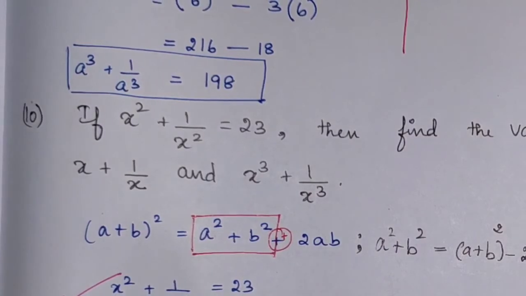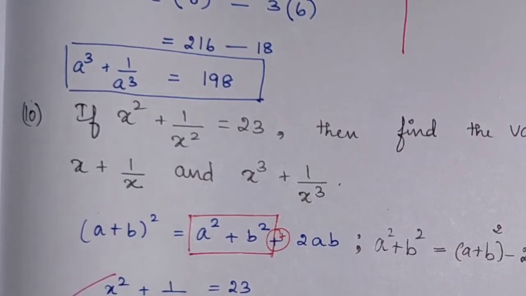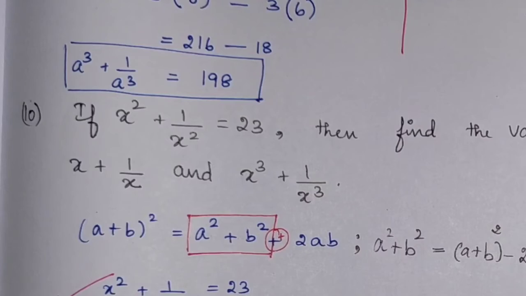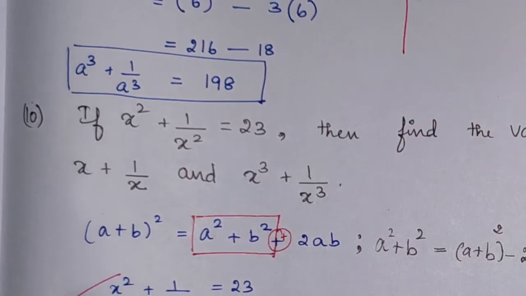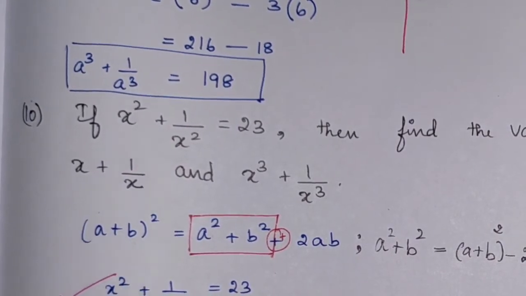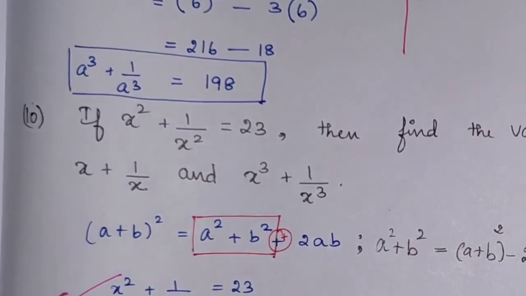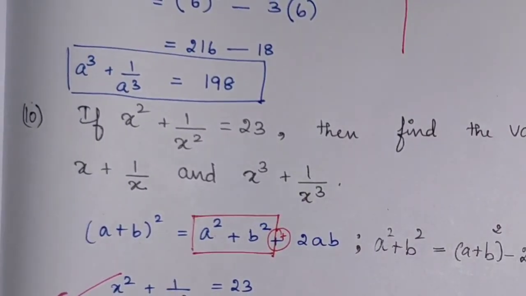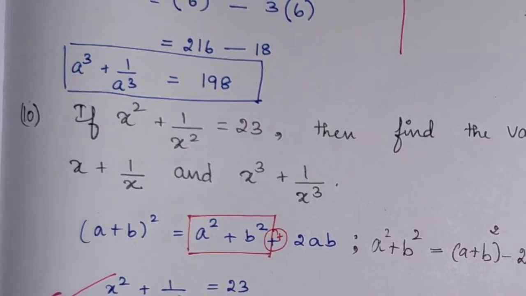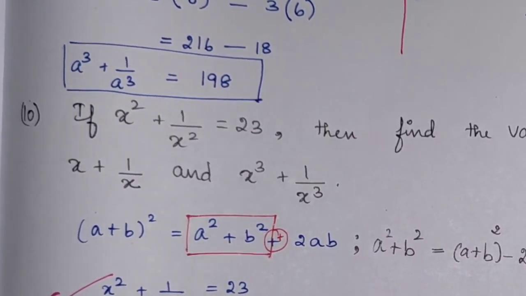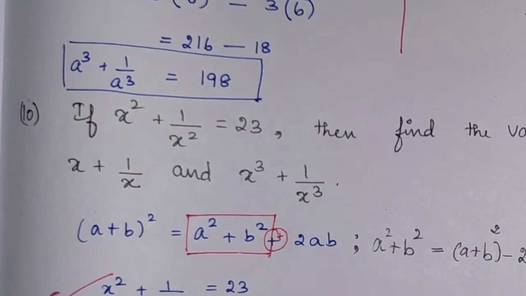So minus 2 into a value is x and b value is 1 by x, so x and x will get cancelled. You know x square plus 1 by x square is equal to 23, so I'm substituting 23 here. 23 is equal to x plus 1 by x the whole square minus 2. In the next step, we are going to take this minus 2 to the other side, so that you can find x plus 1 by x the whole square.